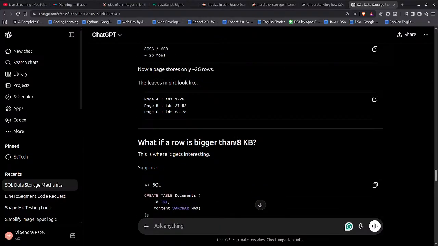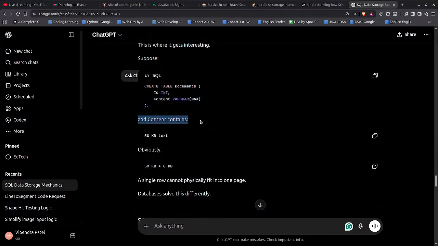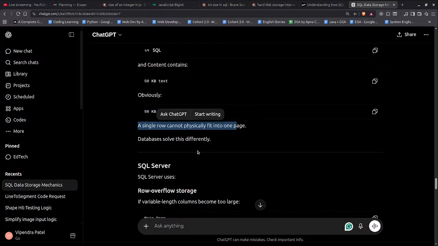What if a row is bigger than 8 KB? Yeah, that is good. If we have a row that is bigger than 8 KB, this is where it gets interesting. If we are creating something like this, where the content contains 50 KB of text, and the page is only 8 KB, obviously 50 KB is greater than 8 KB. A single row cannot physically fit into one page. The database solves this efficiently.